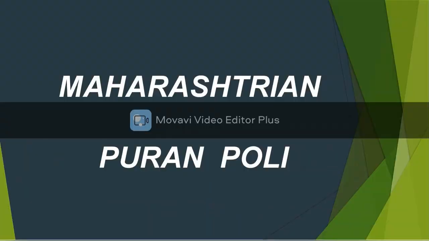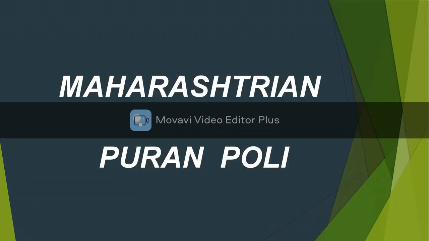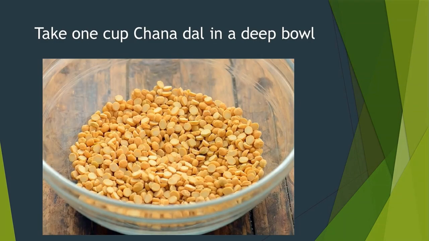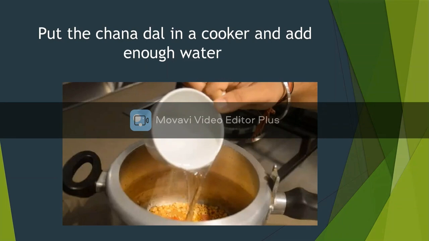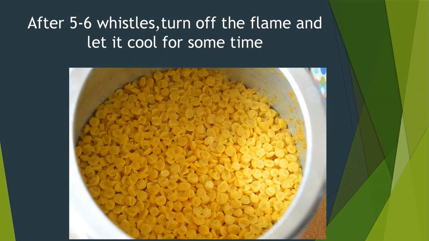Thank you. Hello everyone, my name is Prithviraj Parthi and today I am going to explain the famous Maharashtrian dish named Puran Poli. So let's start the procedure. Take 1 cup chana dal in a deep bowl. Then put the chana dal in a cooker and add enough water. After 5-6 whistles, turn off the flame and let it cool for some time.